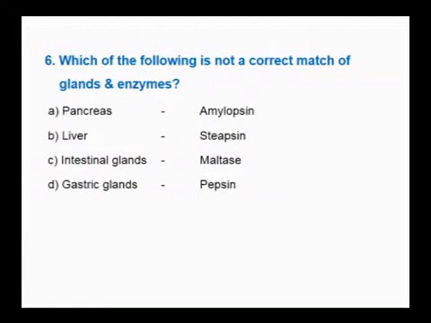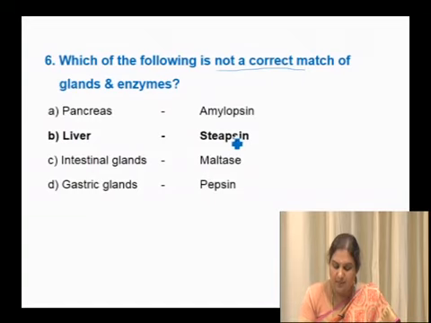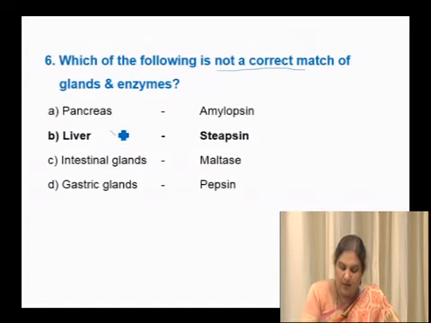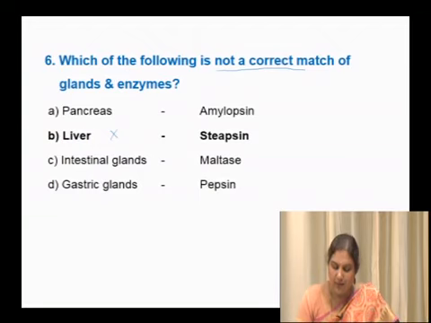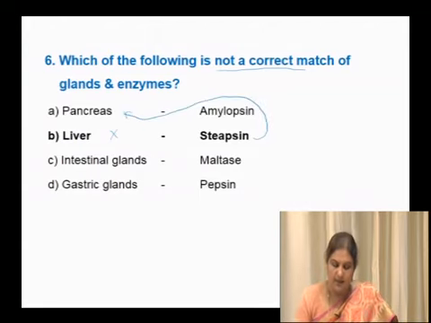Which of the following is not a correct match of glands and enzymes? Pancreas, liver, intestinal glands and gastric glands, respectively, the enzymes have been given. They have asked which is not a correct match. Liver, steapsin. We know the liver never secretes any sort of enzyme. Steapsin is a very strong lipase secreted by the pancreas and not the liver.